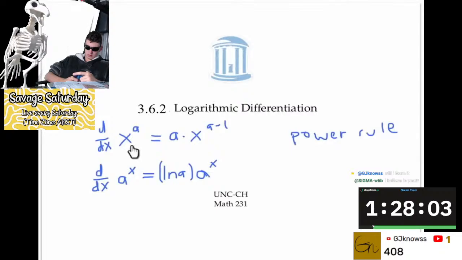So we know how to take the derivative when the variable x is in the base or when it's in the exponent, but what if the variable is in both the base and the exponent?